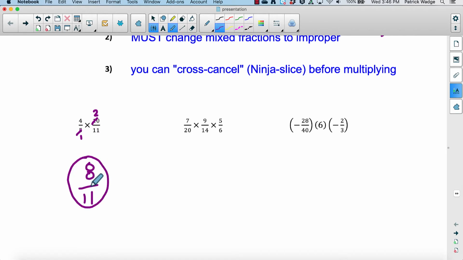But you should check just to make sure. This is in lowest terms. Okay, here's one. 3 different fractions. It looks like I'd have to do some pretty big numbers here.